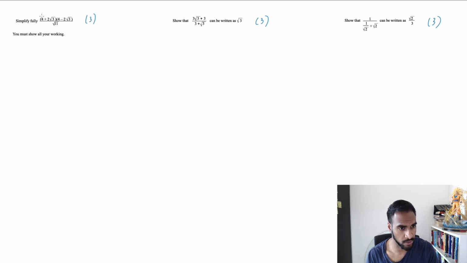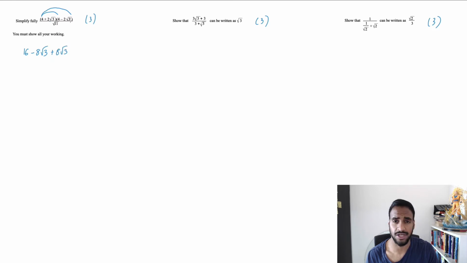So what I'm going to do is I'm going to do 4 times 4, which is 16. Then I'm going to do 4 times minus 2 root 3. So you're doing 4 and 2. That's what you're multiplying, not the root 3, because the 3 is inside the root. So 4 times minus 2 is minus 8 root 3. And then 2 root 3 times 4. So that's going to be, again, 4 times 2, which is 8. So it's plus 8 root 3.